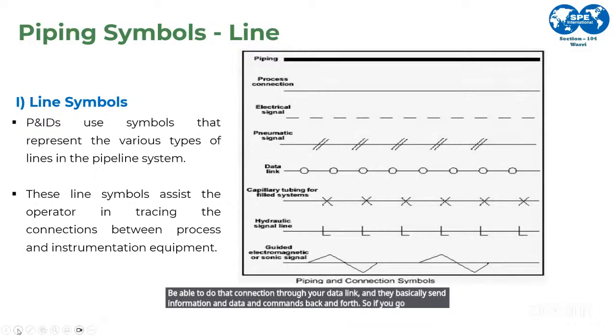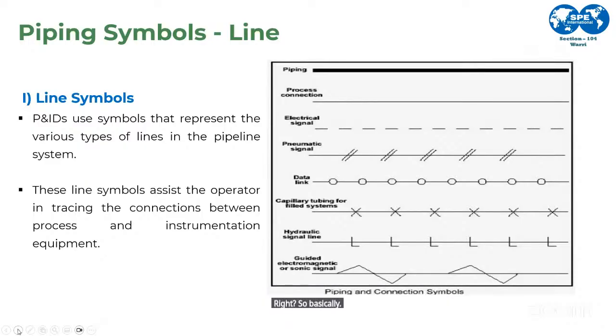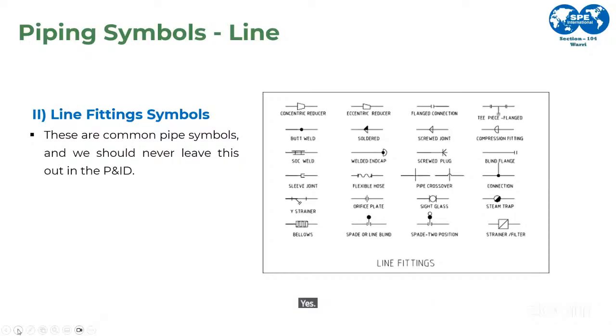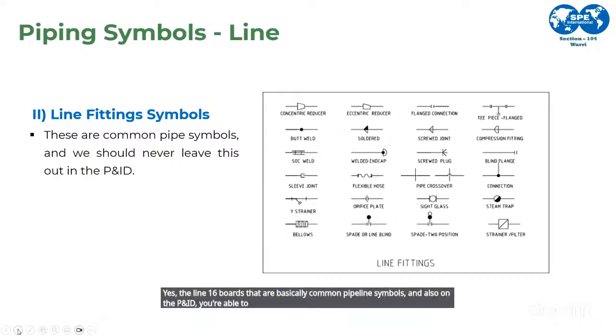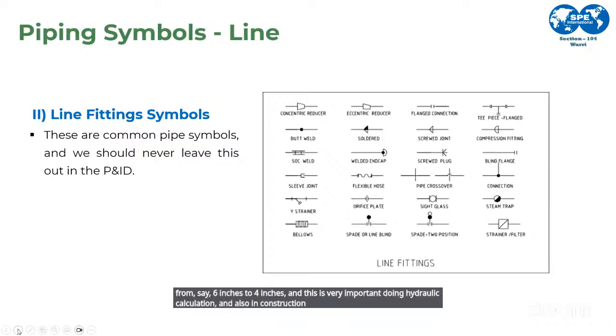So if we go to the next slide, that speaks to the line and the line fitting symbols, right? So you also see fittings, that is, the line fitting symbols. Next slide, Bash. Yes, the line fitting symbols are basically common pipeline symbols, and on the P&ID you're able to see this. So for example, you see something like a reducer, either a concentric reducer or an eccentric reducer, that tells you that what we have here is a size reduction. We are going from, say, size 6 inches to 4 inches. And this is very important in hydraulic calculation and also in construction for piping and civil engineers.